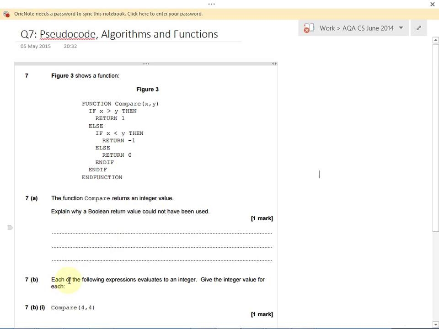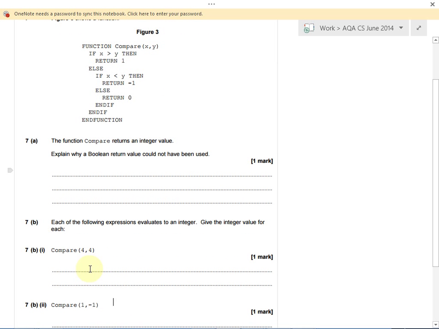Then we're asked to work out what the return value would be if we ran compare with the arguments 4 and 4. So in this case, x would be 4 and y would also be 4. So we're checking, is x bigger than y? Well, no, it's not because they're both the same. So we go to else. If x is less than y, well, no, it's not, they're both the same. Else returns 0. So compare 4, 4, we're going to have a 0 because they're both the same.